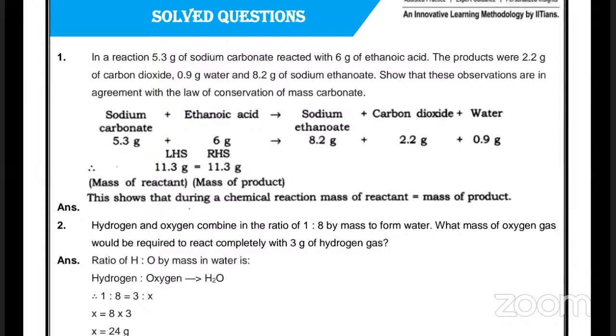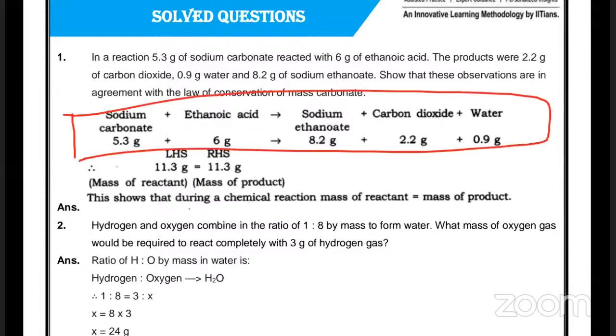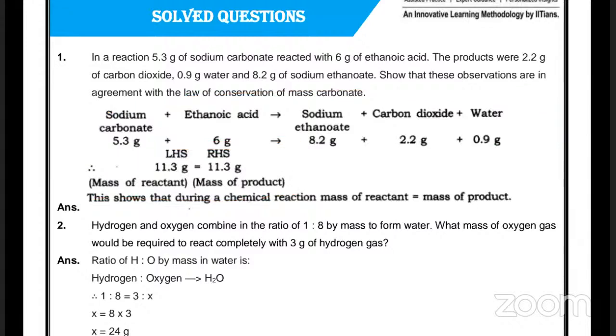It's a 2 marks question. 1 mark for writing this equation, 1 mark for writing this equation. Cleared? Yes, sir.